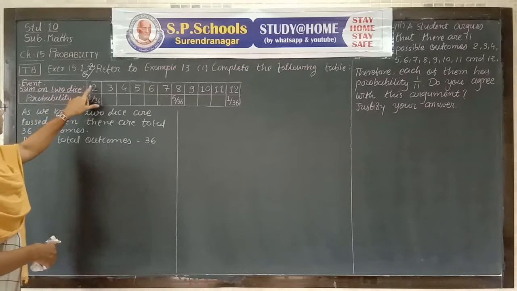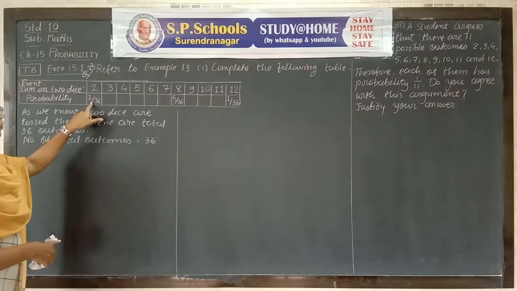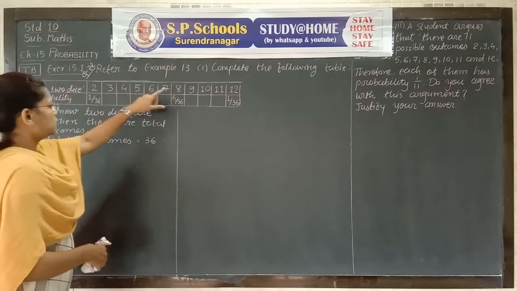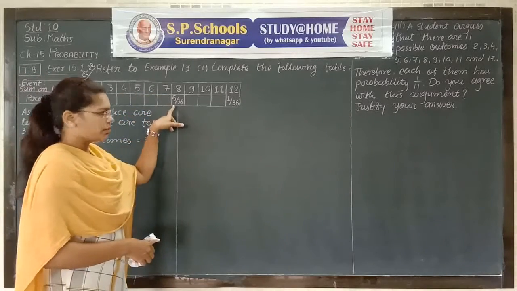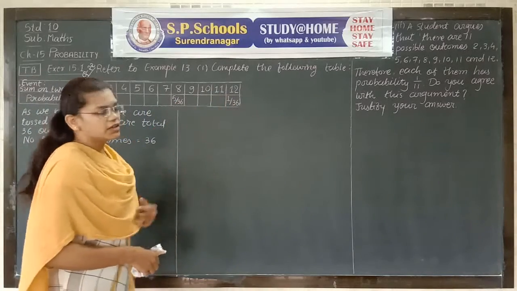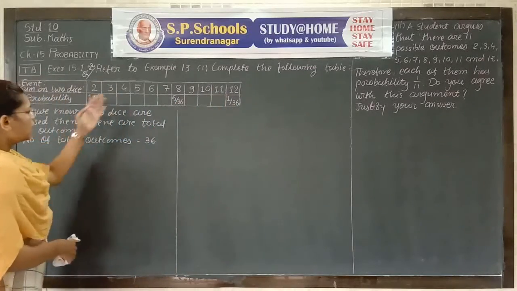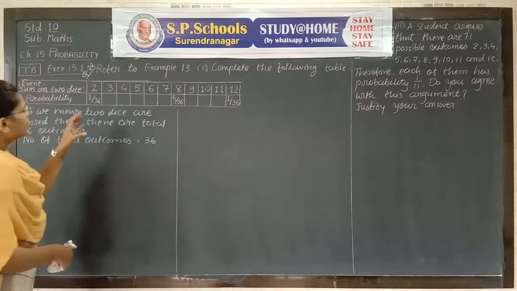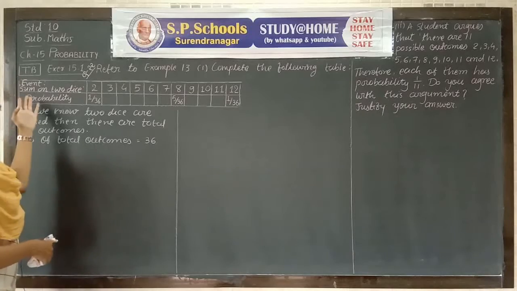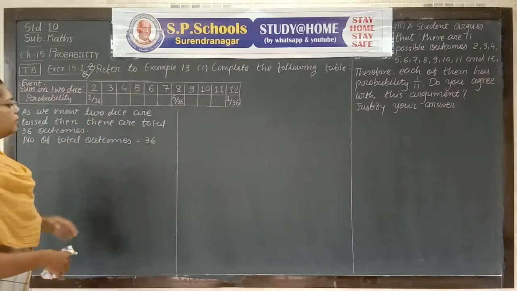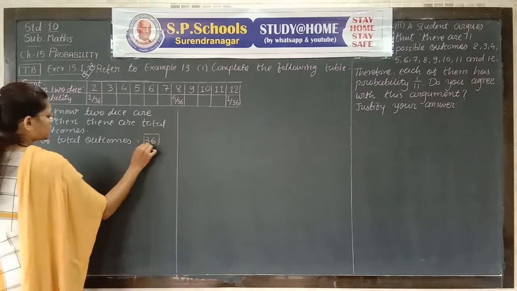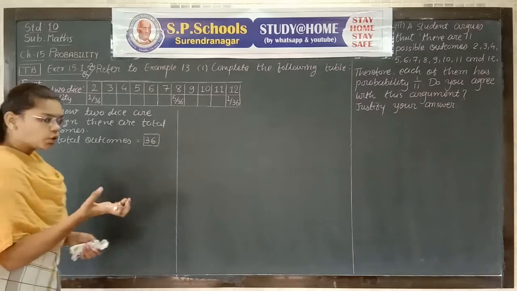Sum on two dice is 2, then its probability is 1 upon 36. Sum on two dice is 8, then its probability is 5 upon 36. Sum on two dice is 12, then its probability is 1 upon 36. The other boxes are empty. We can fill them by finding the probability when the sum on two dice is given. First of all, we have to write the 36 outcomes whenever we throw two dice.